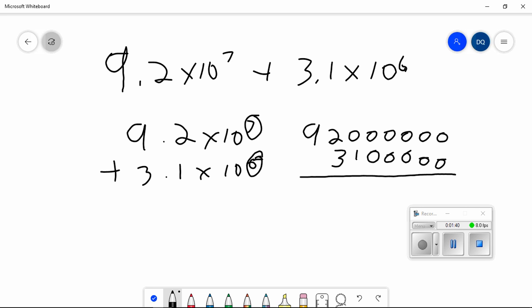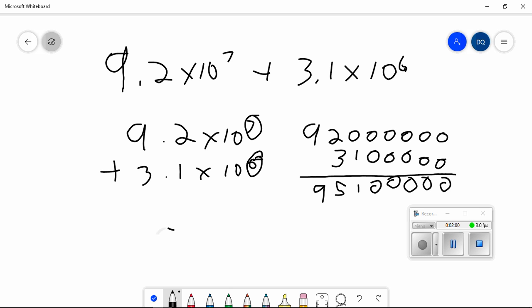Make sure everything's lined up. So each 0 is lined up with a 0. 0 plus 1 is 1. 3 plus 2 is 5. And then that's a 9. So we're adding the 2 and the 3, not the 9 and the 3. And the 1 is just being added to a 0.